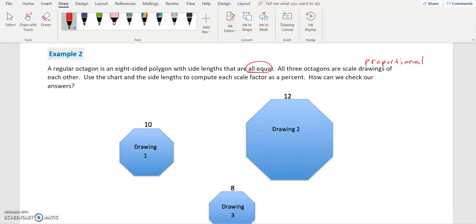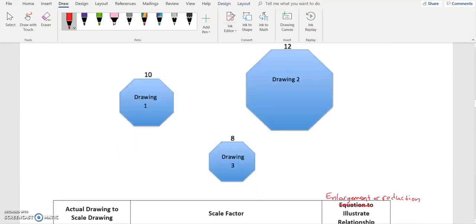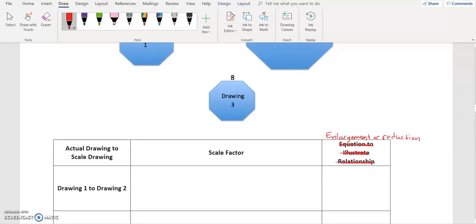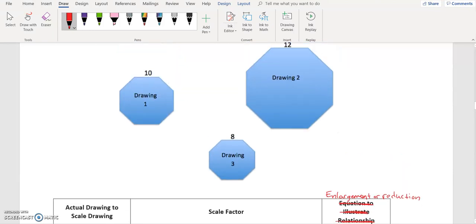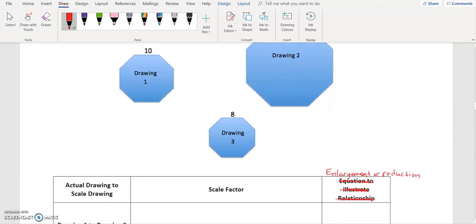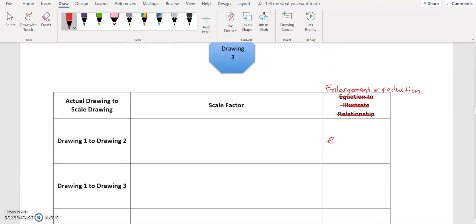Okay. Use the chart and side links to compute each scale factor as a percent. How can we check our answers? Go ahead, let's change this. This column is going to be on enlargement or reduction. So we're looking at drawing 1 to 2. We're going from drawing 1 to drawing 2. Is that an enlargement or a reduction? It should be an enlargement. It's getting bigger.